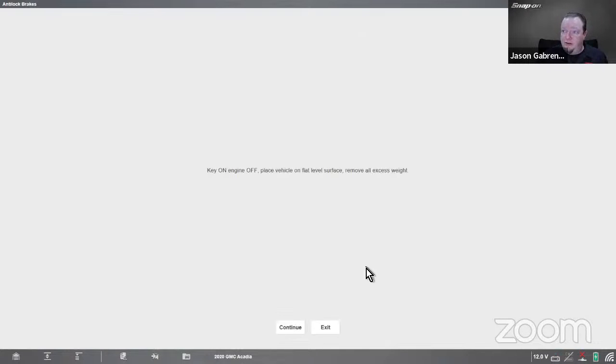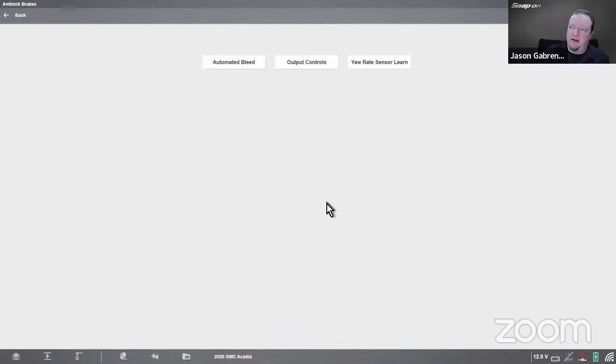Yaw rate sensor learn as well. Vehicle needs to be on a flat surface, and it's basically going to learn a 0 point. So you don't want to be in the car. It needs to be on a flat, level surface. Get out of the car. Make sure nothing's in the car when you're doing it.